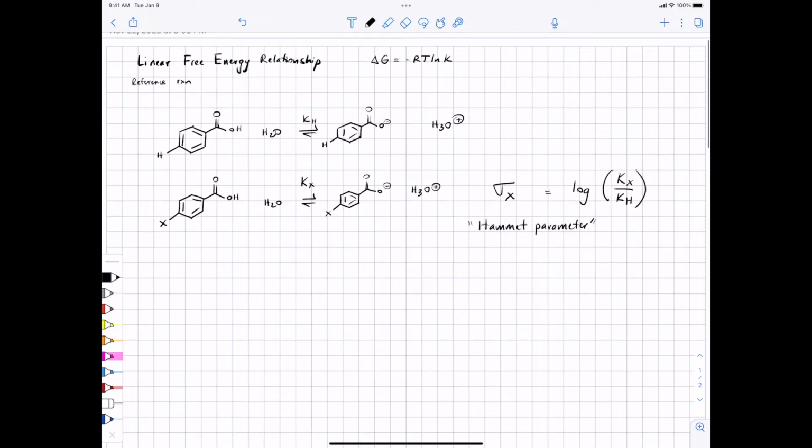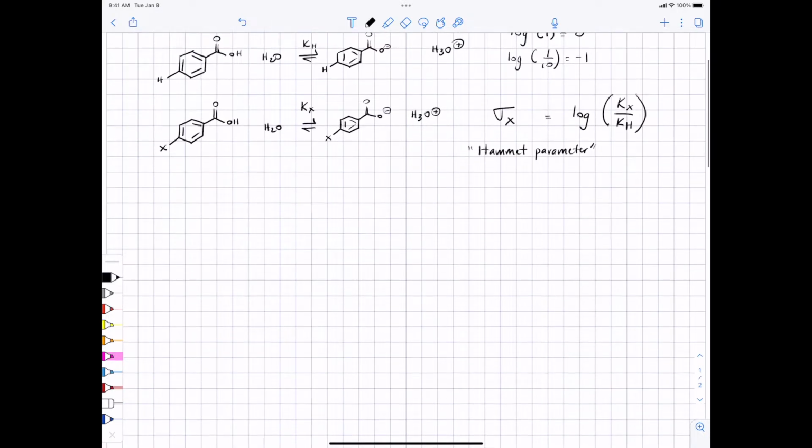Just as a brief review, the logarithm of 1 is 0. The logarithm of 1 over 10 is -1. The logarithm of 10 is 1. The logarithm of 100 is 2, the logarithm of 1,000 is 3, and so on.